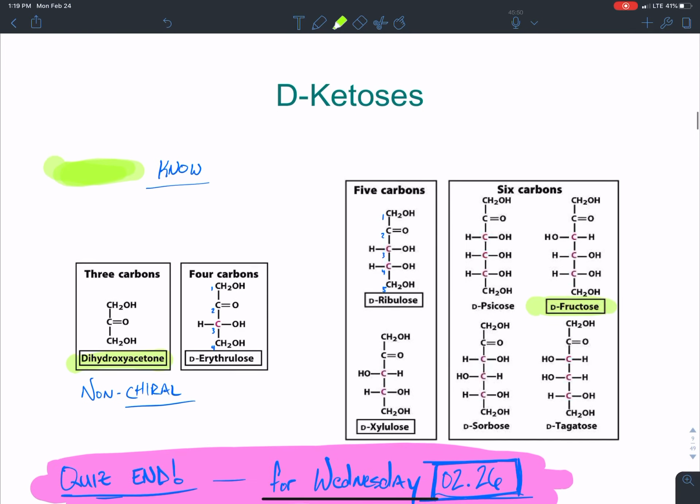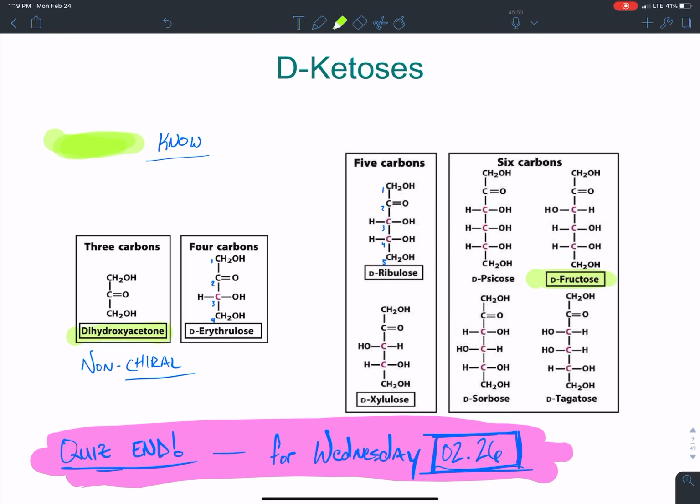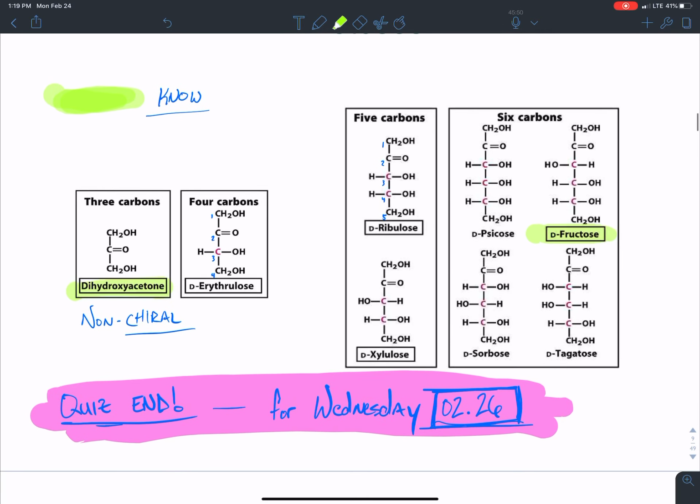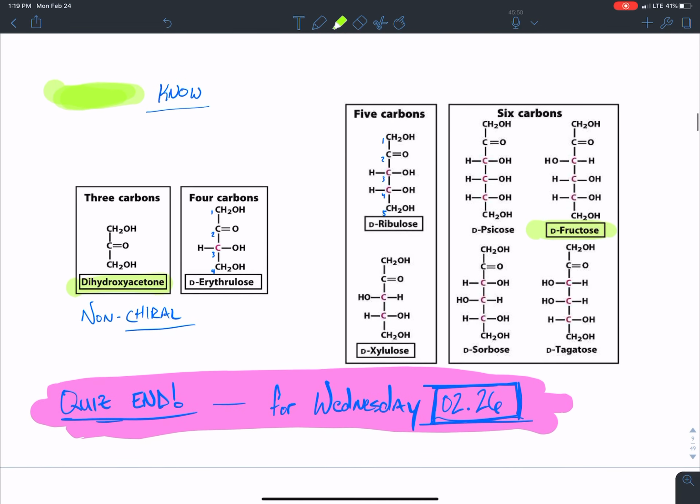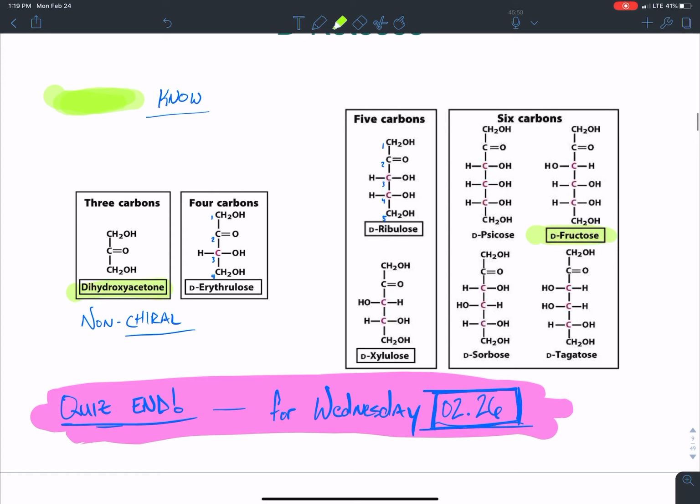And then we have ketoses that we need to know. The dihydroxyacetone, and fructose. We need to know those 2. And that was the end of lecture. And we have a quiz on Wednesday.